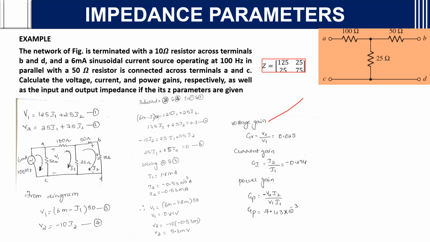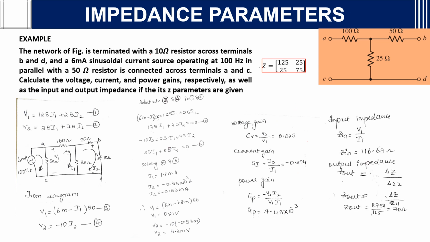The voltage gain formula is GV equals V2 by V1. If you substitute the V2 and V1 values, you will get 0.025. Current gain is I2 by I1, which is minus 0.294. Power gain GP is equal to minus V2 I2 by V1 I1. If you substitute the values, you will get 7.43 into 10 power minus 3. Then you are left with input impedance and output impedance.